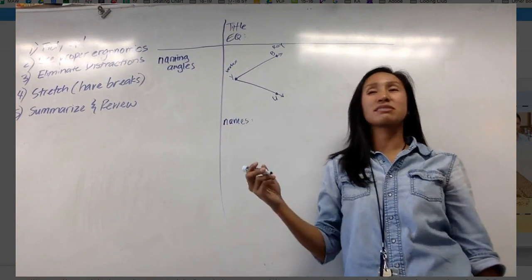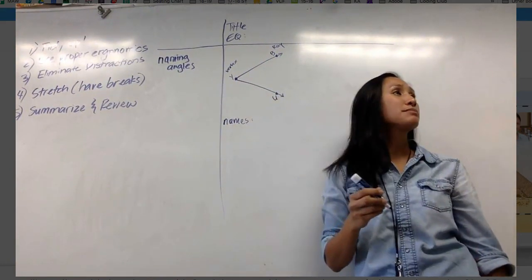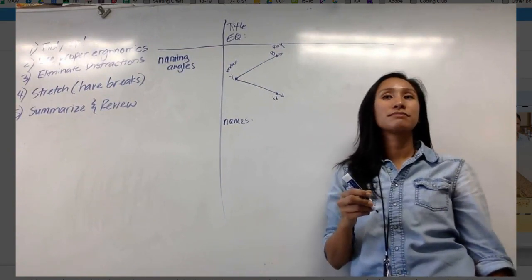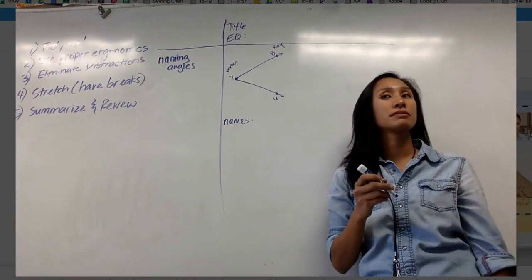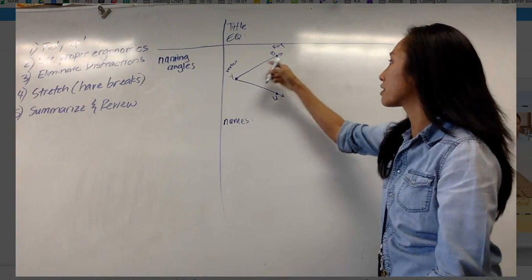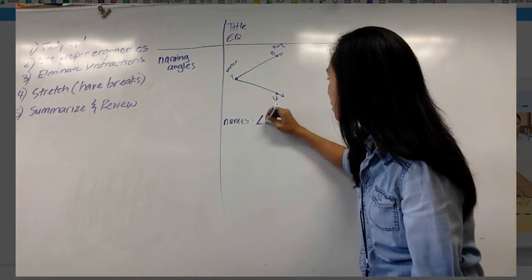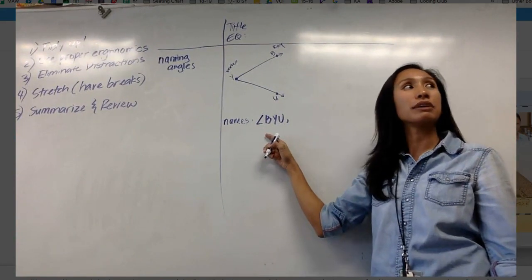Can someone take a guess? What's one possible name for this angle, this entire thing? Give me BYU. Okay, so not just the letters BYU, but you have to say angle BYU. So put that angle symbol and then BYU.